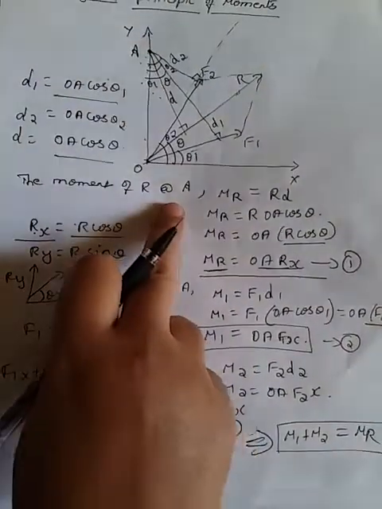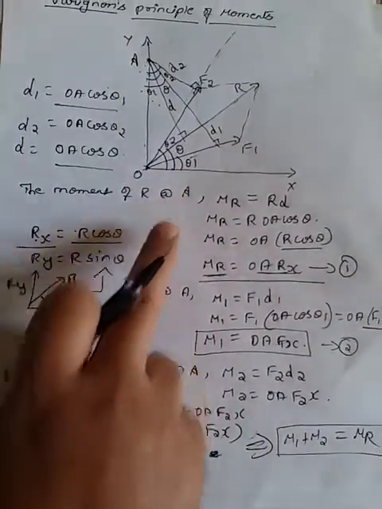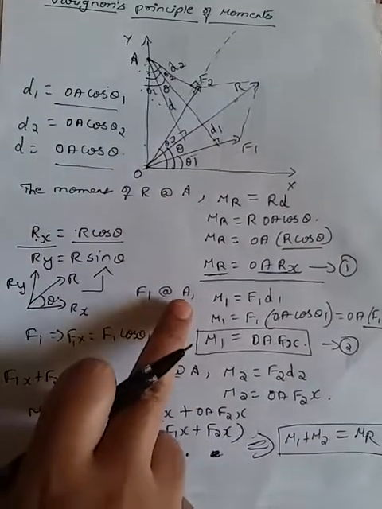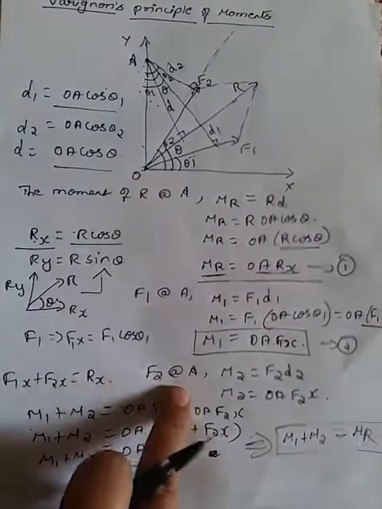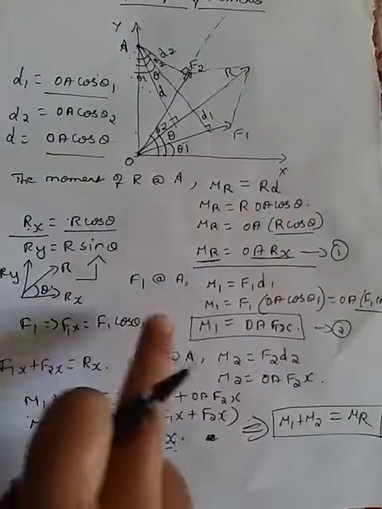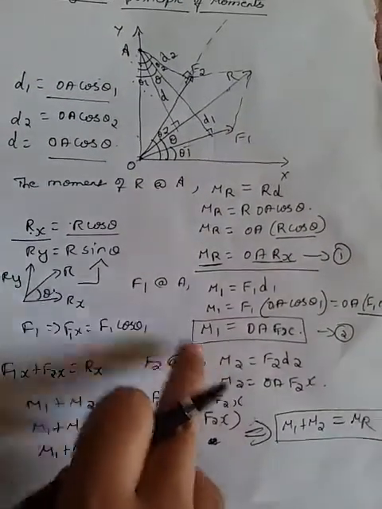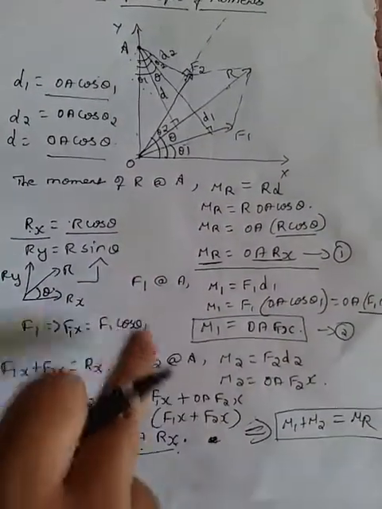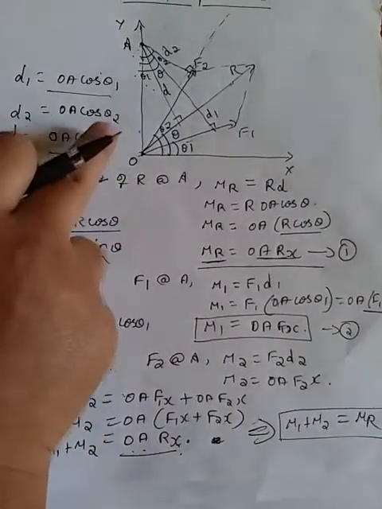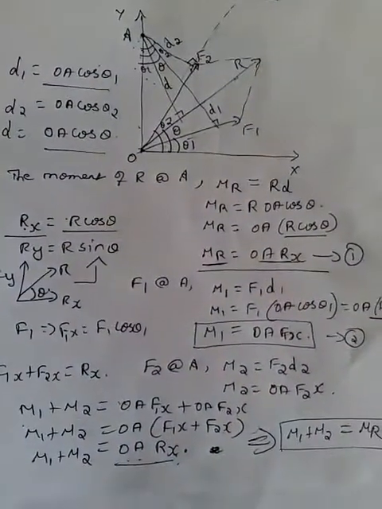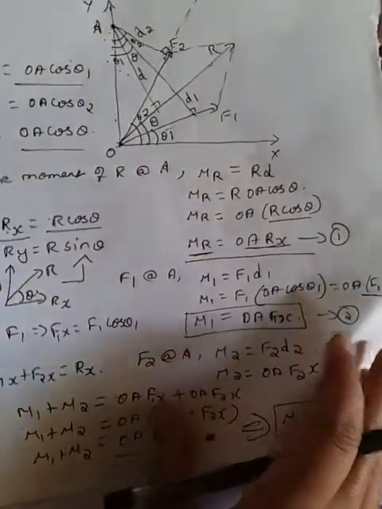Look at it, I have considered the same point A: the resultant about a point, force F1 about a point and force F2 about a point. All the forces about this same point I have considered. The moment of these two forces must be equal to the moment of the resultant about the same point. This is about Varignon's principle.